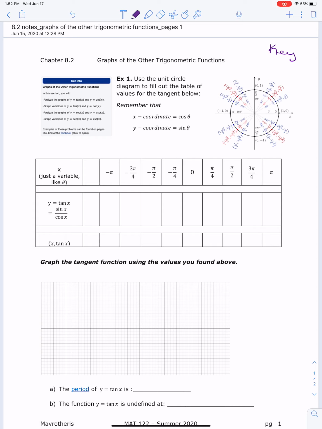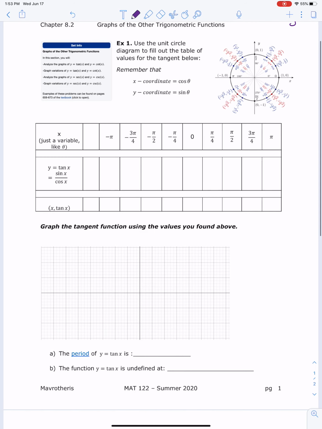So first things first, we've already graphed sine and cosine. We want to graph tangent next because tangent is the other one of the three most common trig functions. So we are going to create a table. We are going to graph using ordered pairs, okay?